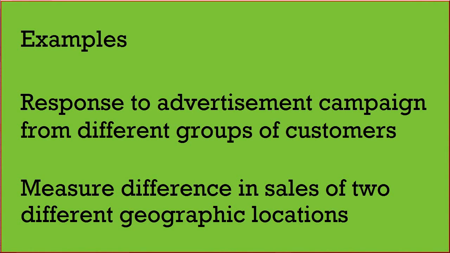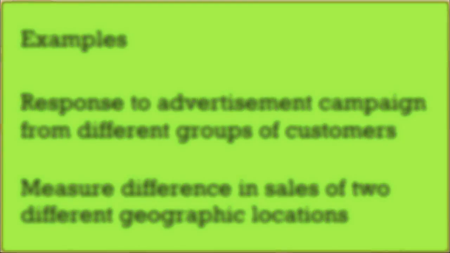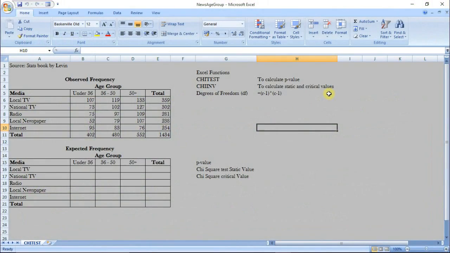For example, your company launched a new advertisement campaign and wishes to know the response to it among different customers. Similarly, your company sells 3 products in 2 geographic locations and you are asked to ascertain whether the sales in these 2 geographic locations are the same or not. In Excel, you don't have a direct command to compute the chi-square test. You need to do it manually.